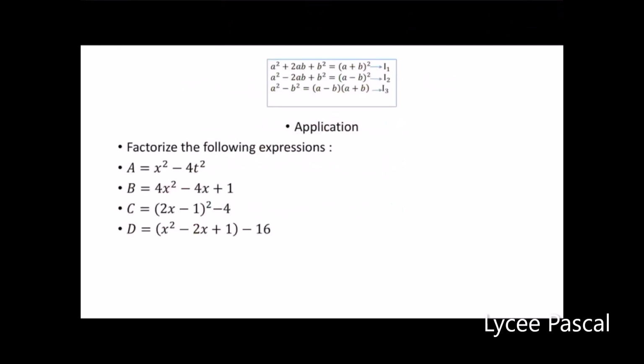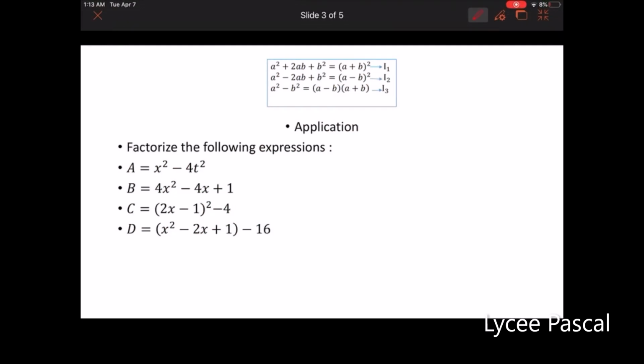So here we have an application. In this application we have many expressions, and we want to factorize each one of them by using one of the three identities: the first identity, a squared plus 2ab plus b squared, or the second identity, a squared minus 2ab plus b squared equals a minus b squared, or the third one, a squared minus b squared equals a minus b into a plus b.